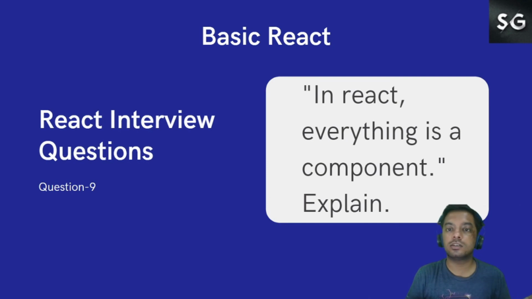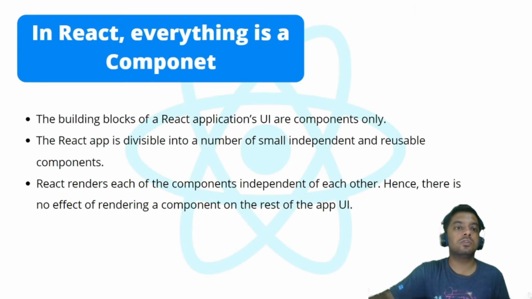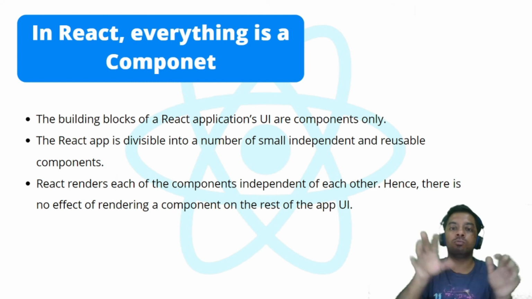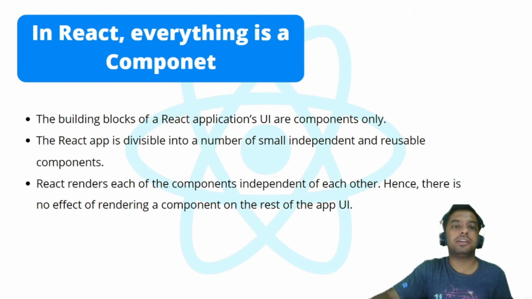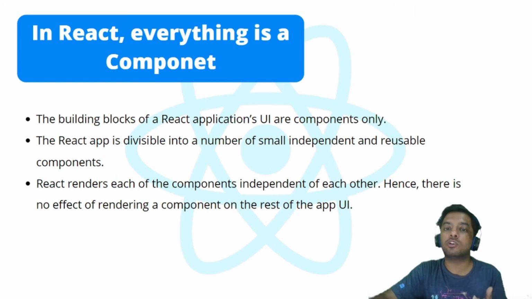So the next question is, in React, everything is a component. Explain this. The building blocks of React applications' UI are components only. We had seen this, different components combined together to make the complete application. A React app is divisible into a number of small, independent and reusable components. Keep these two words in mind, independent and reusable.